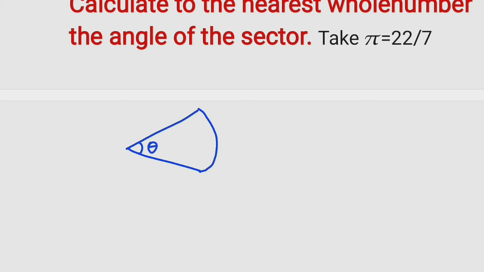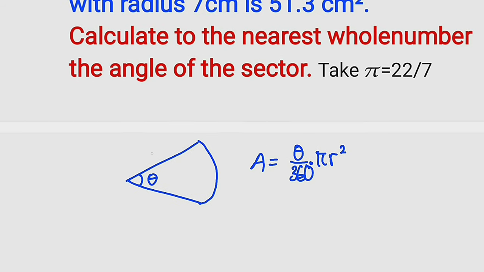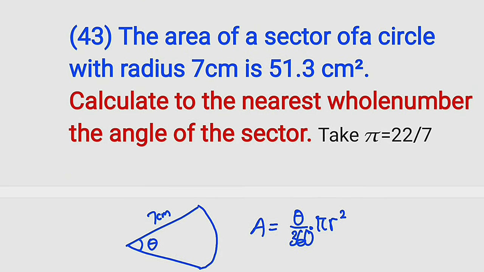So what is the area of a sector? Remember that the area of a circle is pi r squared. But since this is just a portion of a circle, we have to take theta divided by 360 for the complete circle. So this will be the area of the sector. We are given the radius as 7 cm. What else? We're given the area of the sector as 51.3 cm squared.